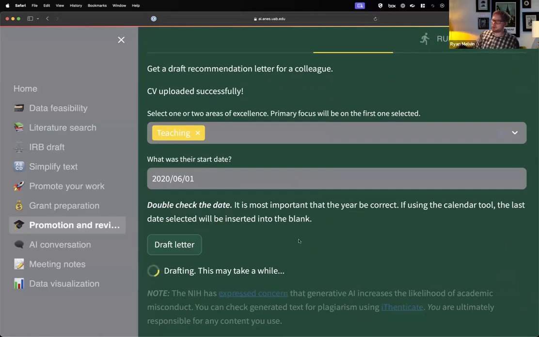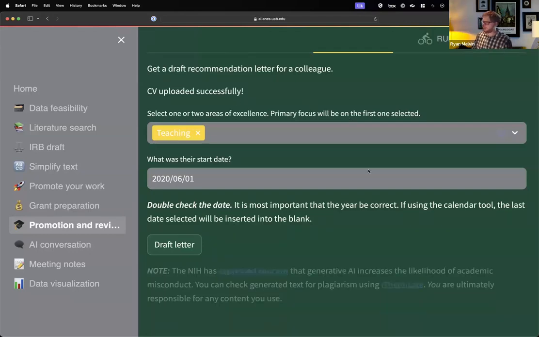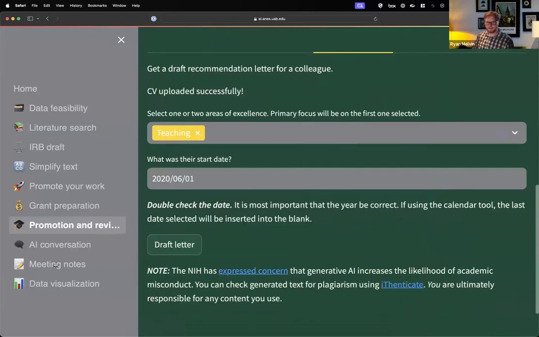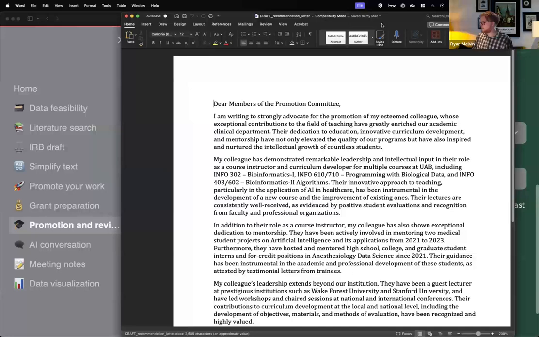But what we've been told by those same department chairs who use this is it got them about 70% of the way. And so now we're saving clinical department chairs 70% of the time that they normally spend year to year creating recommendation letters. And those numbers get big fast. I'll show you the letter it drafted for me. I'm also super grateful that this thing is going fast today. Sometimes these tools are a little slow.